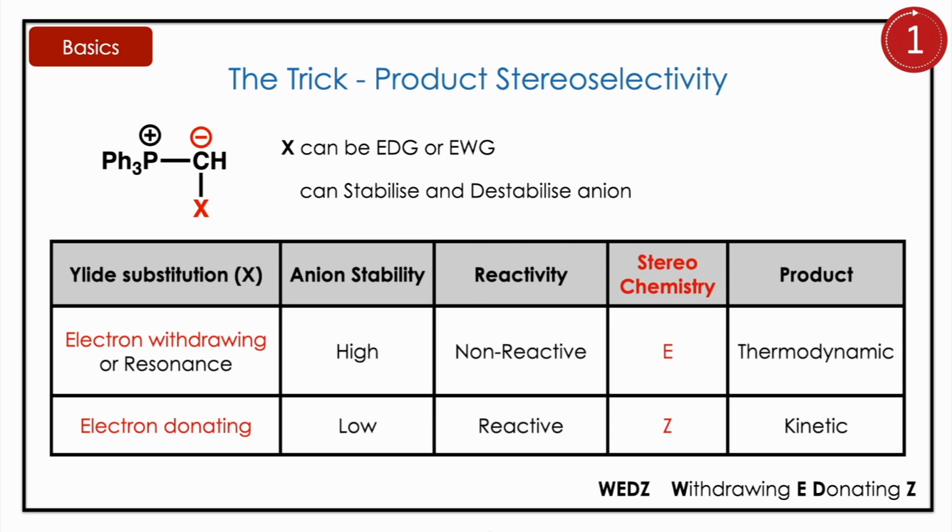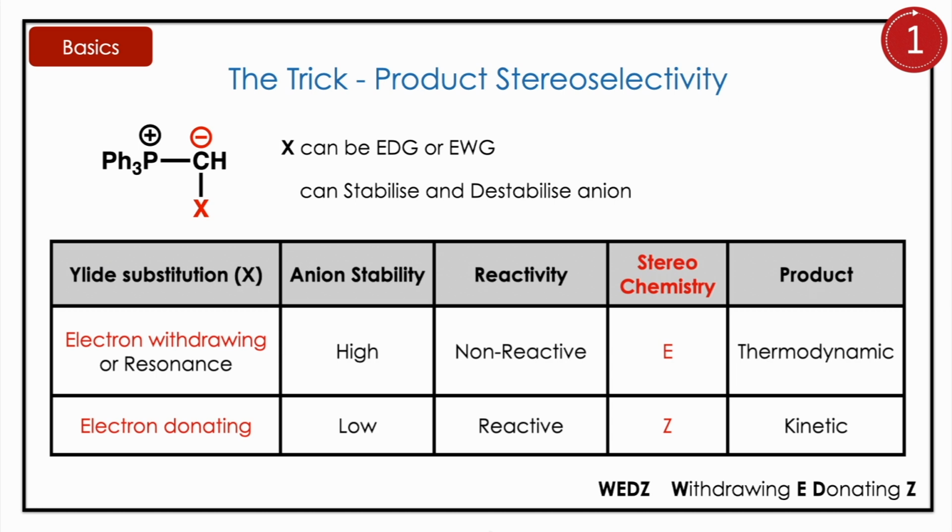Here, to find the stereochemistry, you need not write the mechanism. Better to analyze the Ylide stability. If you look at the carbon substitution at the Ylide, you can find the product. If it is an electron withdrawing group, the anion is stable, reactivity is less, and it forms the stable thermodynamic E product, that is E alkene, or you can say trans alkene.